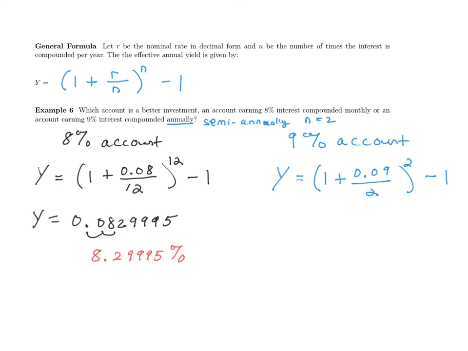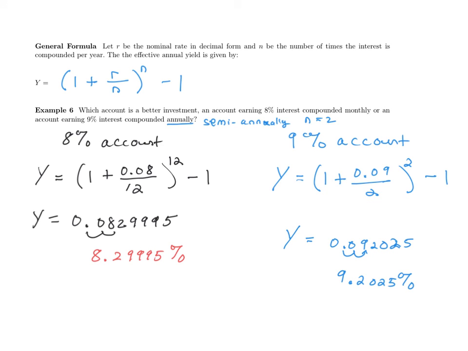I push over to get out of the exponent and then put minus 1. And the value that I get back for the effective annual yield is 0.092025. And as a decimal, as a percent, that's 9.2025%. So which account is better? So clearly the 9% account. And the reason for that, it has the greater of the two effective annual yields. It means this one's going to make you more interest over time than this one.